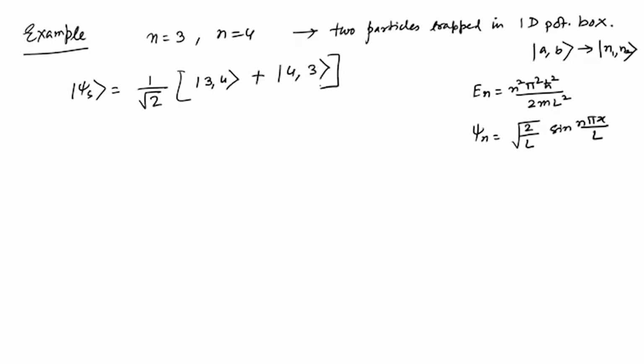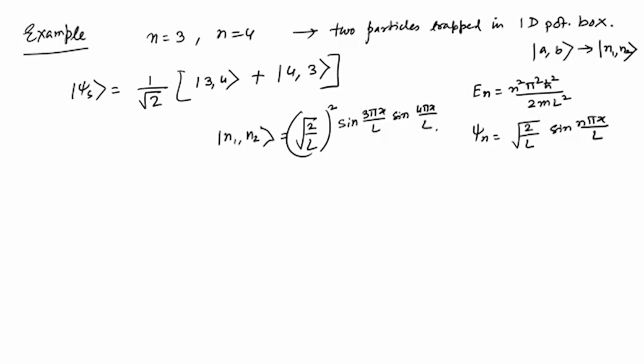Each one of them, n1 n2, is like root over 2 by L square, and it is a direct product of these things. So, it is like sine 3 pi x over L, sine 4 pi x over L, and so on and so forth. That is the product state, and we have taken a square of that and so on. So, this is the meaning.